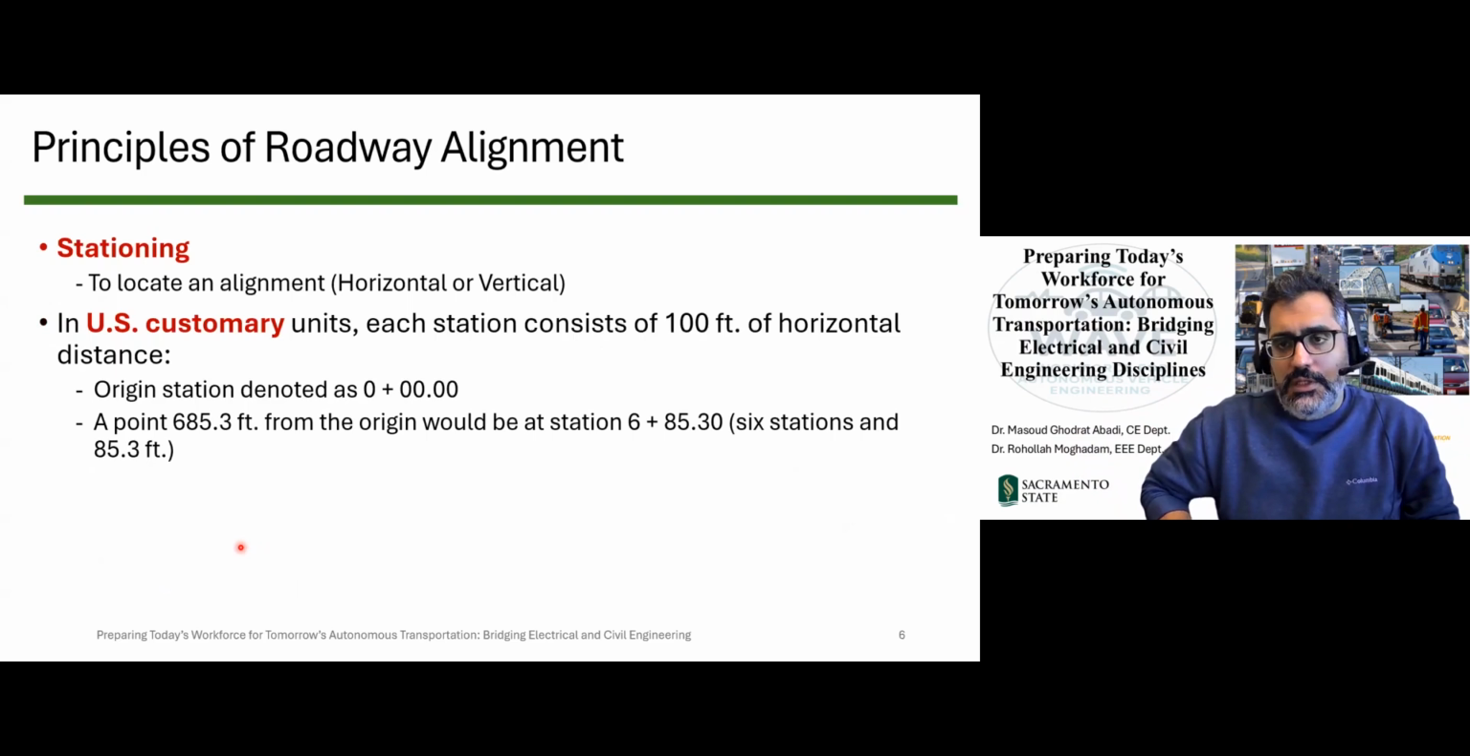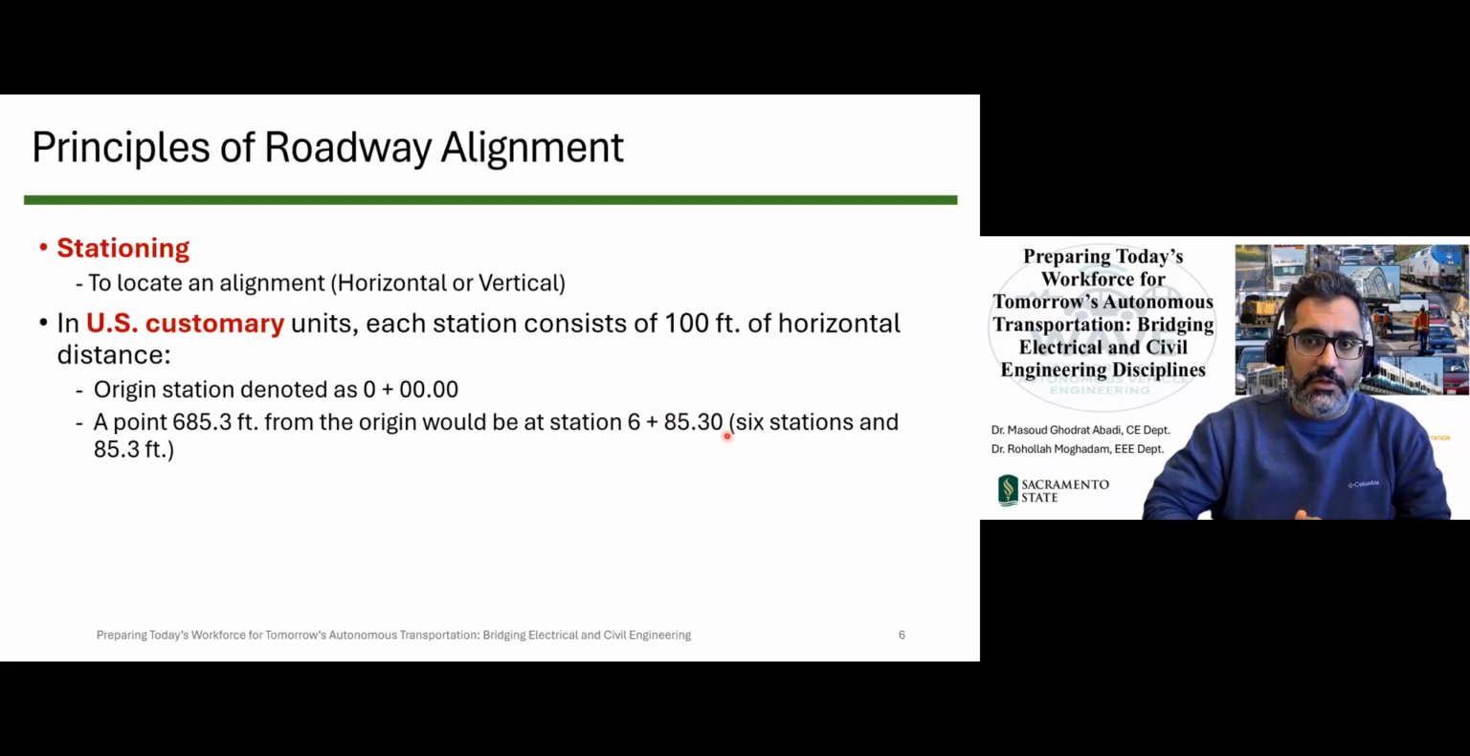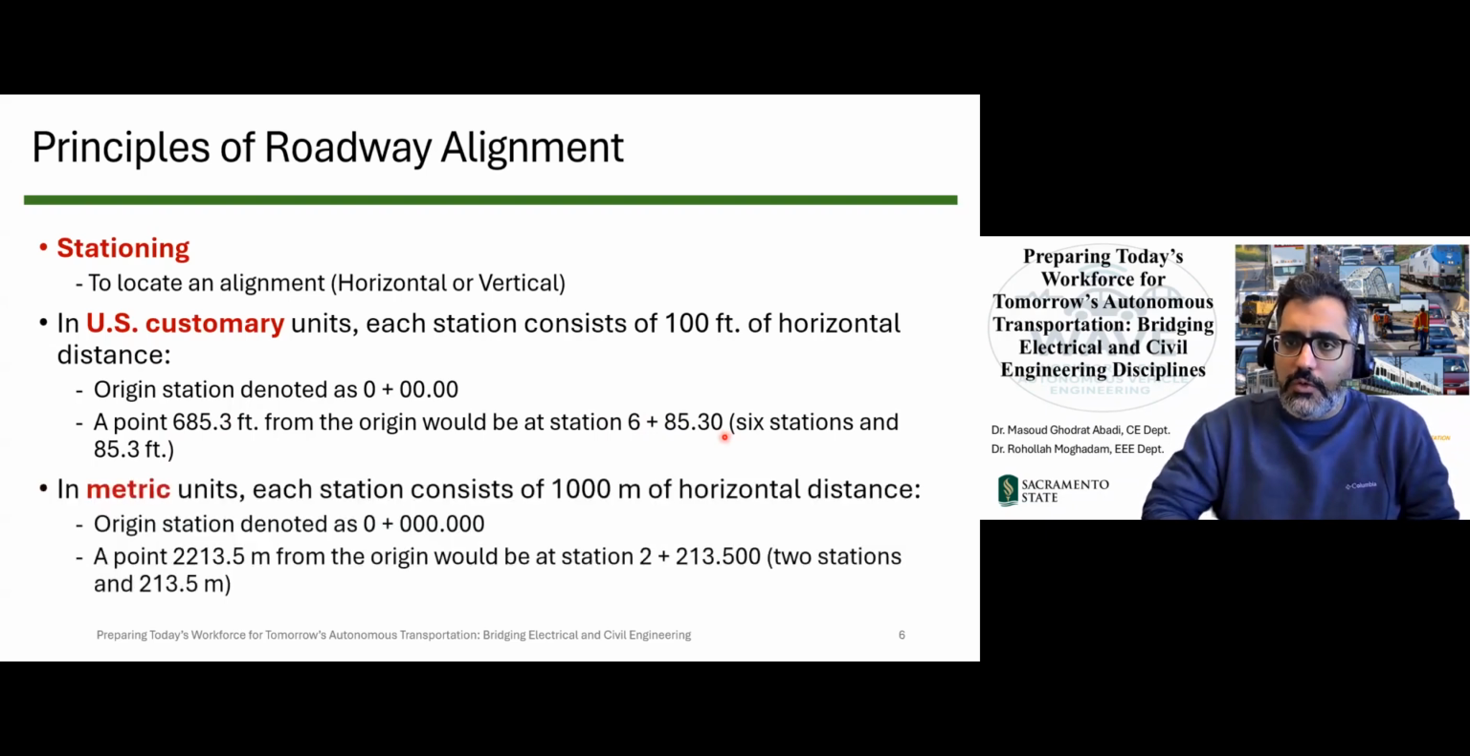In US units, every station is 100 feet. So we start from an origin. Let's say there is an origin that is 0. And from that point, every 100 feet is going to be one station. Like the example you see here, for example, a point that is 685.3 feet from the origin would be station 6 plus 85.3. So we define stationing in that way, and we define it both for horizontal and vertical alignments to connect them together. Just for your information, if you ever happen to work with metric units, every station would be 1 kilometer.